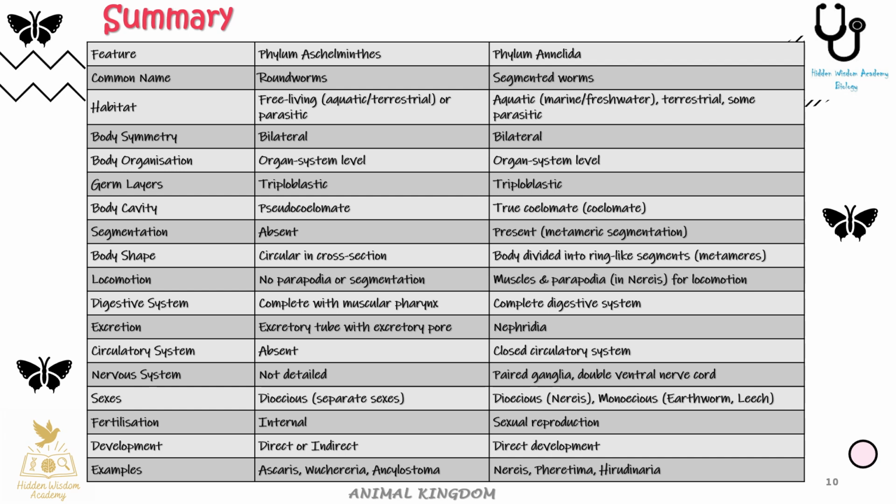Aschelminthes are dioecious. In annelids, Nereis is dioecious. Reproduction in aschelminthes may be direct or indirect, while earthworms and leeches are monoecious with direct development. Key examples, for aschelminthes: Ascaris, Wuchereria, and Ancylostoma. For Annelida: Nereis, Pheretima, and Hirudinaria.